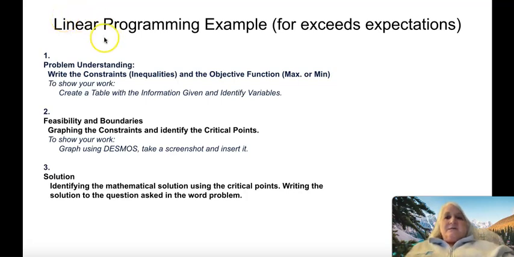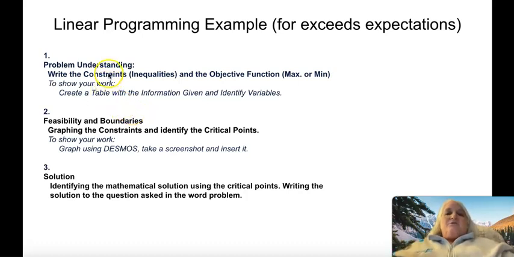This video is a linear programming example for exceeds expectations. So that means that it has all three parts of the linear programming. And you will need to write the problem understanding, write the constraints, inequalities, and the objective function, max or min. And to show your work, create a table with the information given and identify the variables.